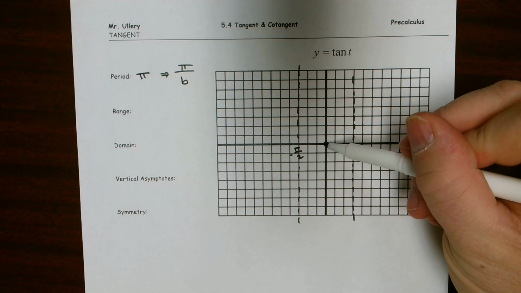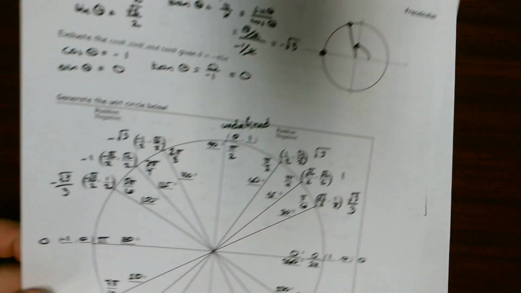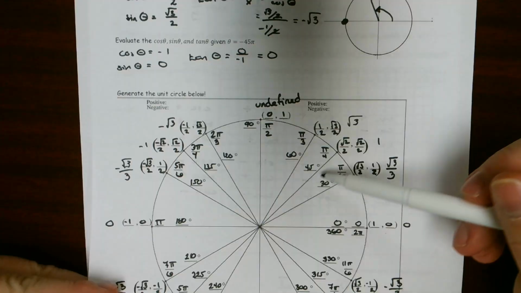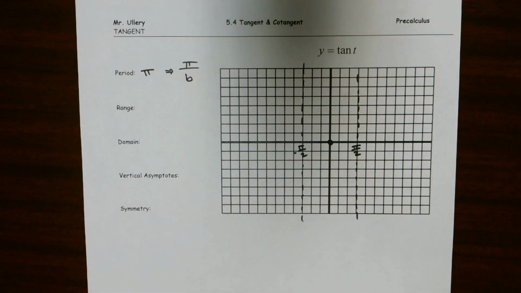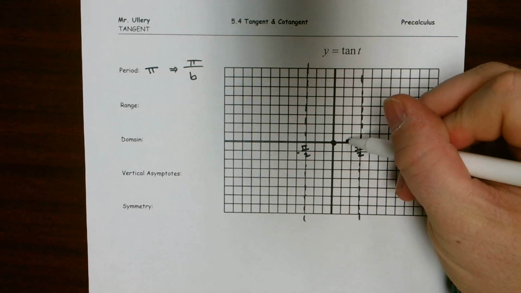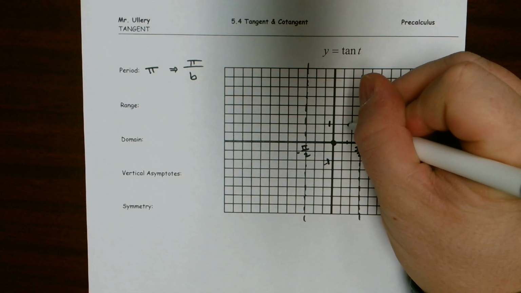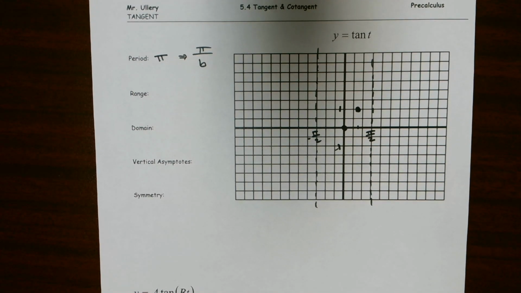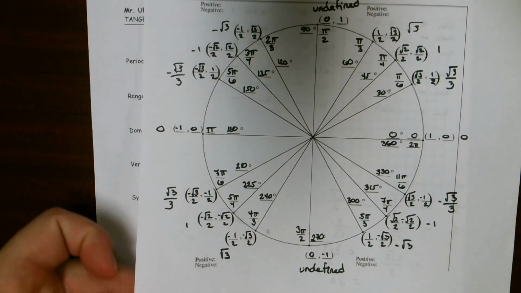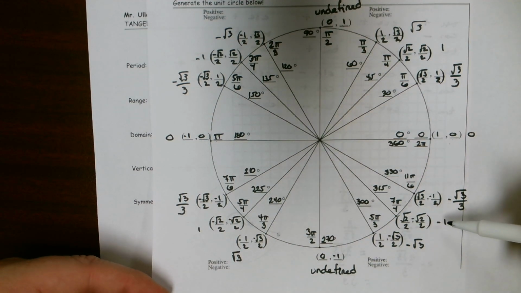Okay, let's get back to graphing. So here's our 0, here's our asymptote. Halfway between 0 and pi halves is pi fourths, which is 1. This is a very easy value to graph, so let's go ahead and just graph that one. So pi fourths will be halfway between, about right there. So there's another point on my tangent graph. And if we look, negative pi fourths has a tangent value of -1.